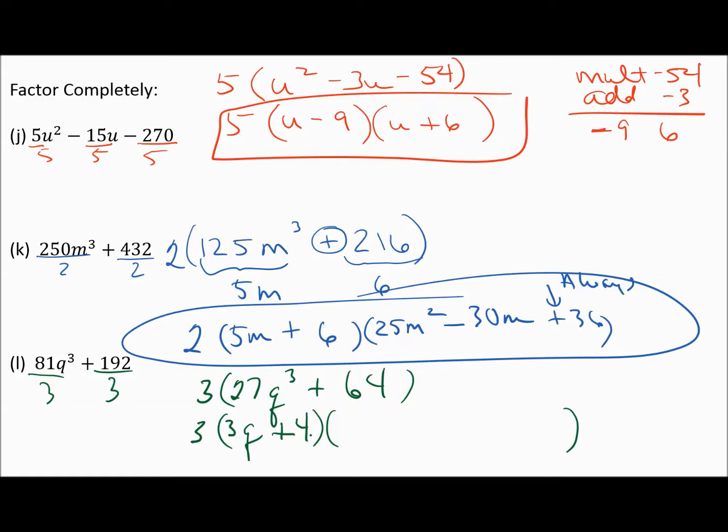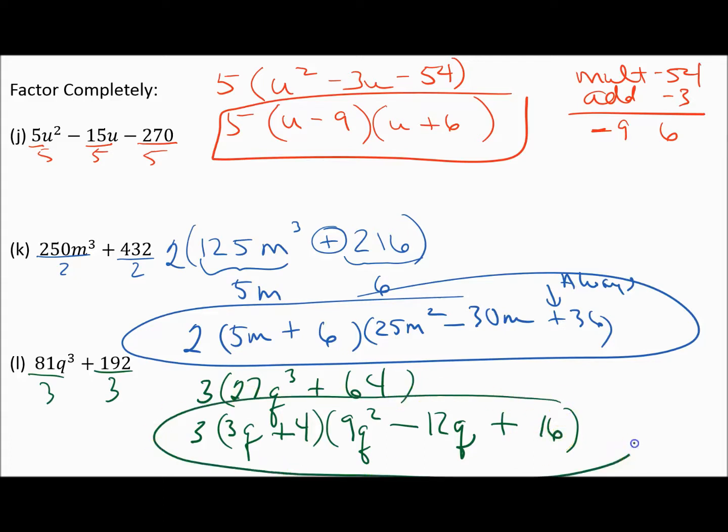Now it gets interesting because next we square this first term, the number and the variable. So 3 squared is 9. Q squared is just that, q squared. Your operation, which is plus, changes to minus. You multiply these together. 3q times 4 is 12q. And then you square the last one with always a plus next. So 4 squared is 16.